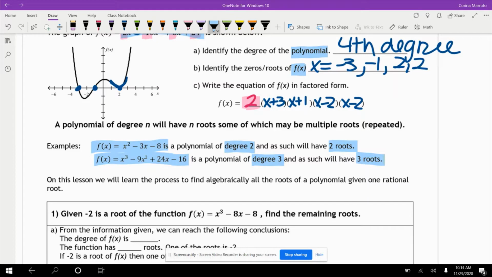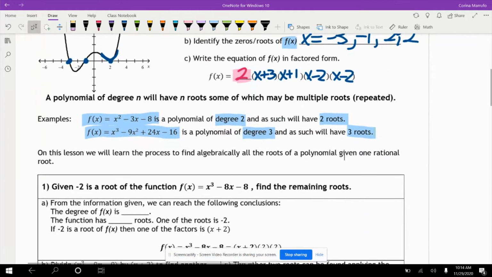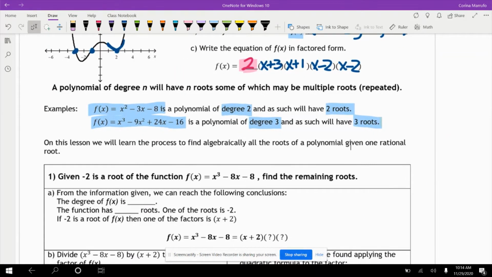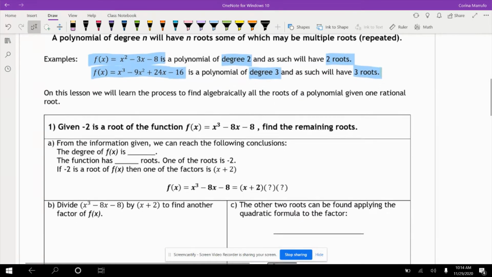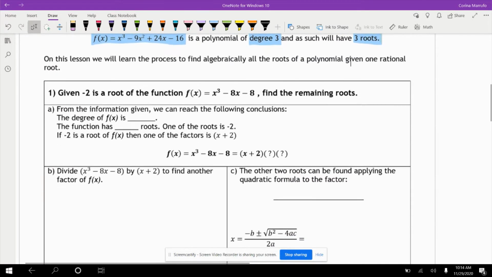Okay, so on this lesson, we will learn the process to find algebraically all the roots of the polynomial given one rational root. So here, they give us one of the roots. They tell us the root is negative 2. So given negative 2 is a root of this function here, the function is x to the third power minus 8x minus 8. Find the remaining roots.